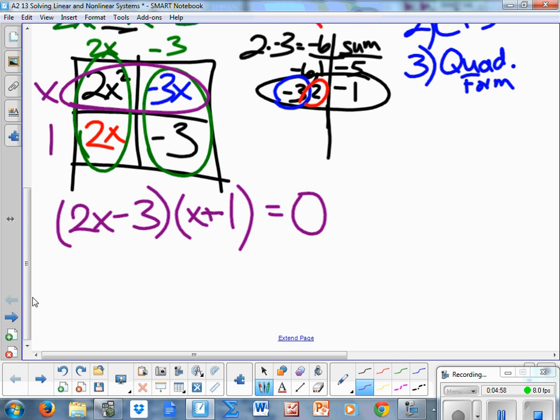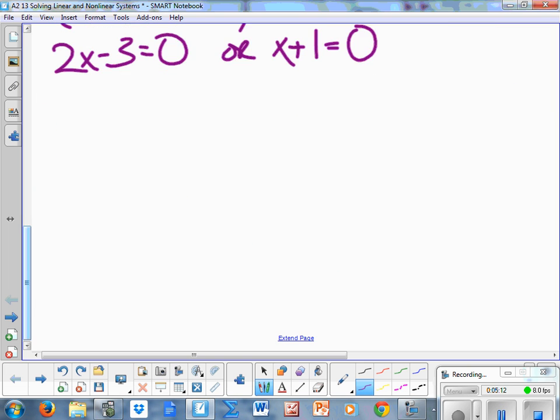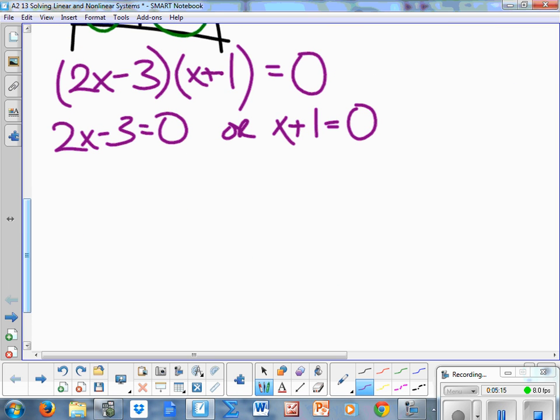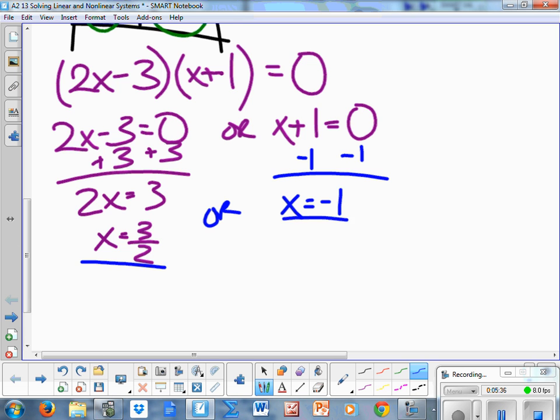Now in order to solve for x, using my zero product property, I can set each of these factors equal to 0. At any one time, any one of these is going to be true. So once I add 3 to both sides, we've got 2x equals 3, so x equals 3/2 once I divide by 2. And here I'm just going to subtract 1 from both sides to get x equals -1. So at any one time, x can be either 3/2 or -1.